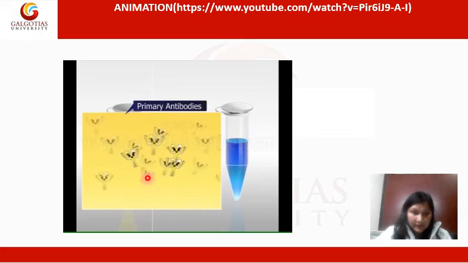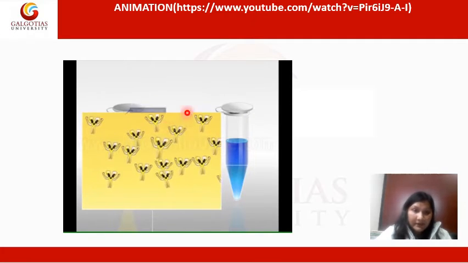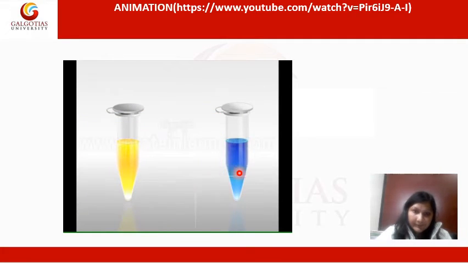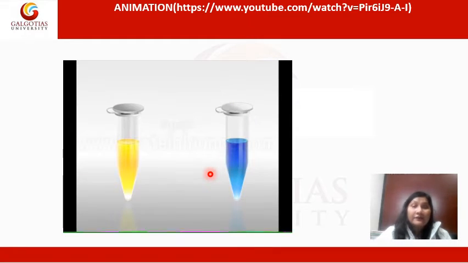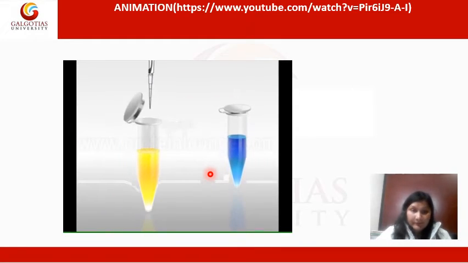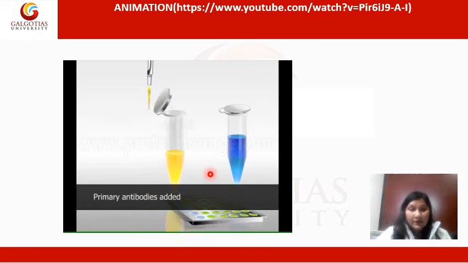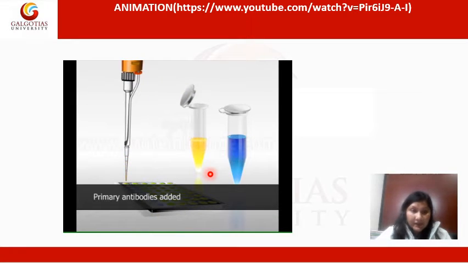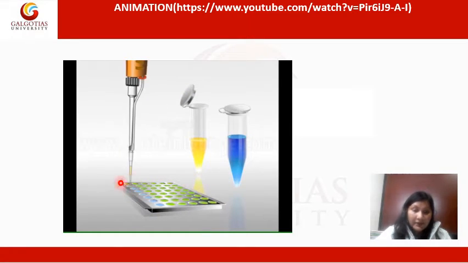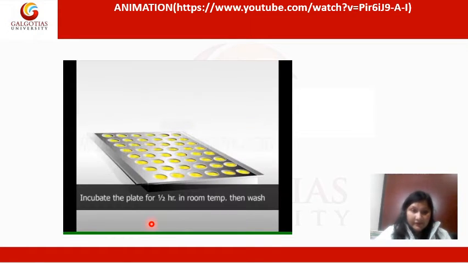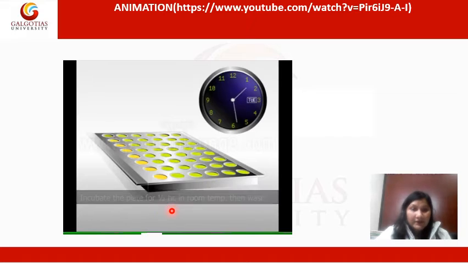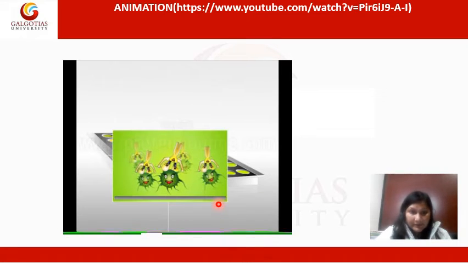Now these are the primary antibodies and these are the secondary antibodies labeled with fluorophores. We will take these primary antibodies that are complementary to the antigen we have taken in the sample. We will add primary antibody in the positive reference and the negative reference. Now we will incubate this plate for half an hour at room temperature.